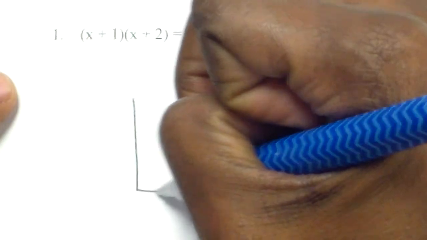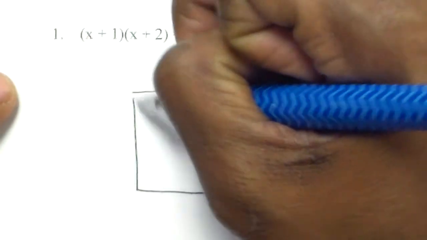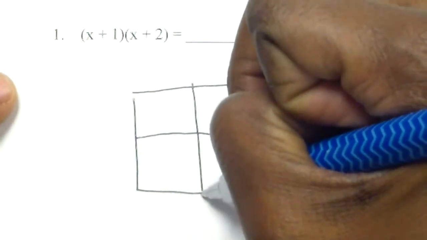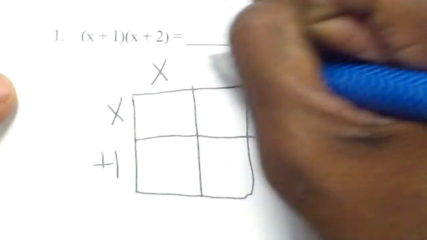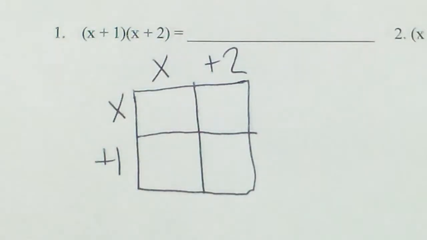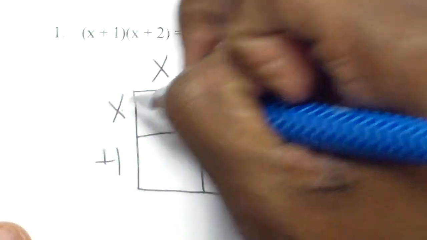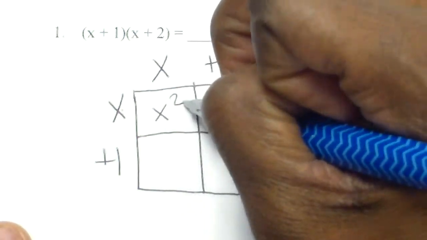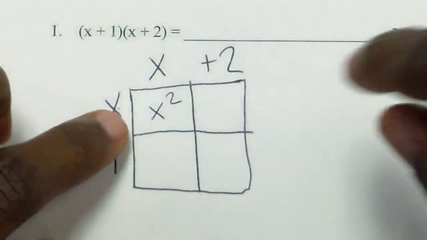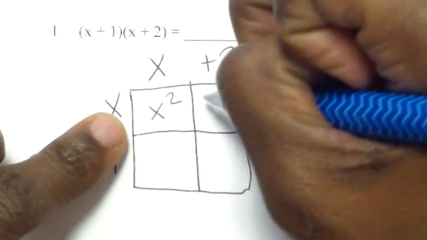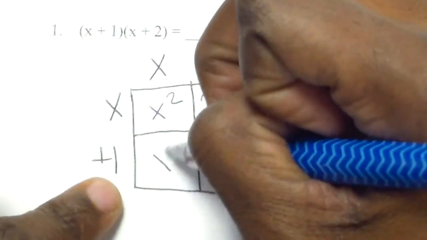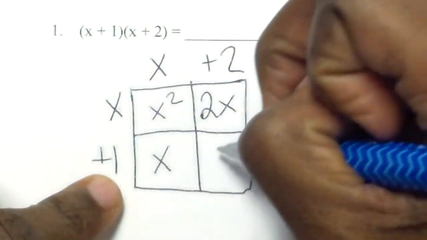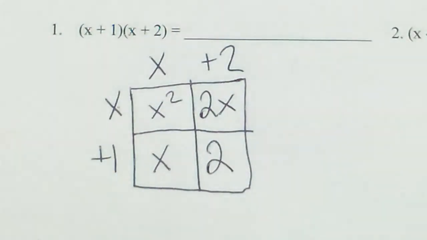We draw our window pane. And we label it x and a positive 1 and x and a positive 2. And x times x, that is going to give us x squared, kind of like a Punnett square. And then x times 2 gives us 2x. X times 1 gives us 1x. And 1 times 2 is going to give us a positive 2.